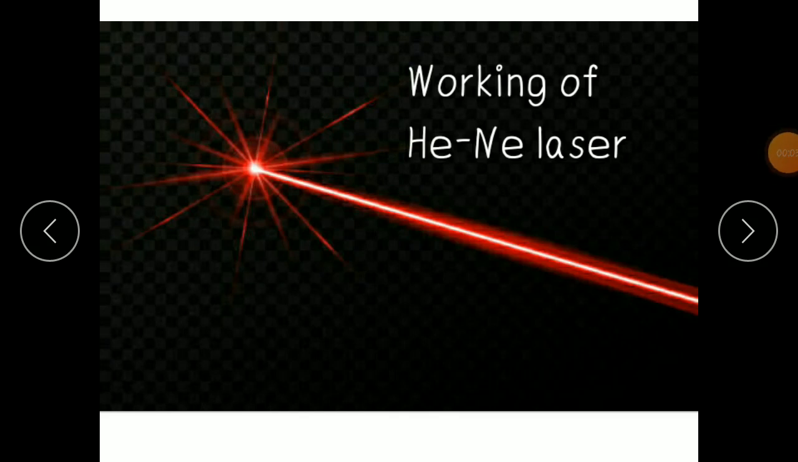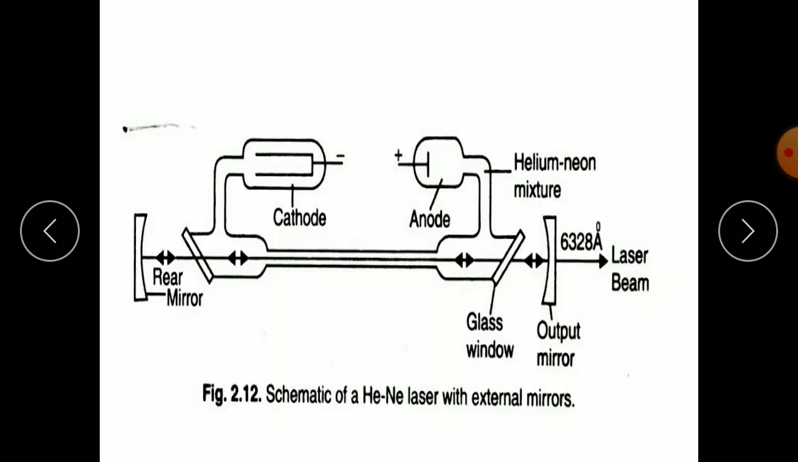Today we are going to see the working of the helium neon laser. In the last video we saw the structure of the helium neon laser, and what the mixture combination of the helium neon laser is, that we have already discussed. So today we are going to discuss the working of the helium neon laser.